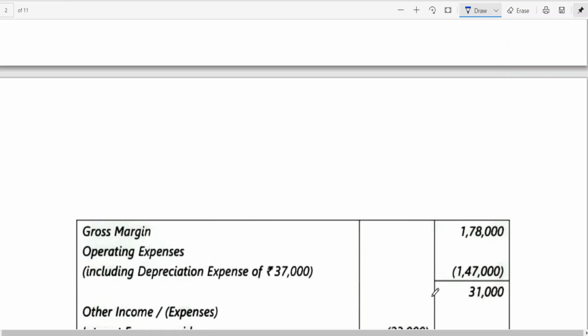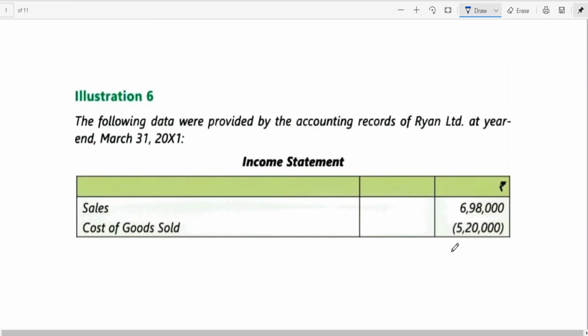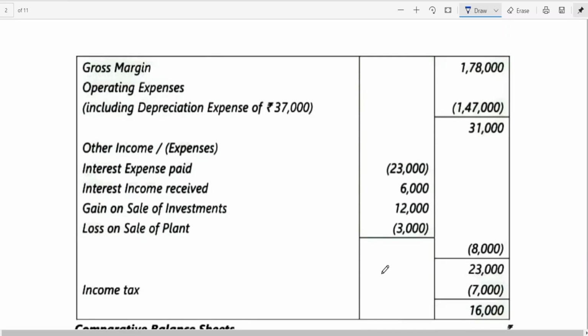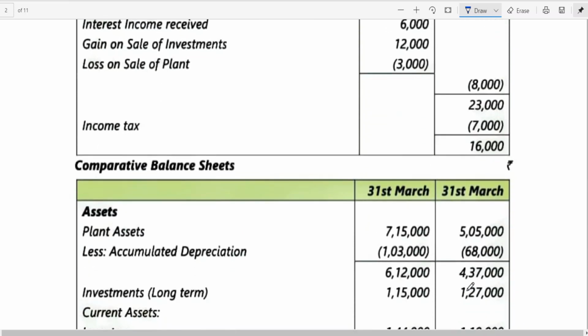So this 31,000 rupees, you can see, sales minus cost of goods sold is nothing but your gross margin, which means profit. From that, operating expenses have been deducted, including depreciation expense. Other income has been given: interest expenses paid, interest income received, gain on sale of investments, loss on sale of plant, then income tax paid. Then the comparative balance sheet, 31st March.